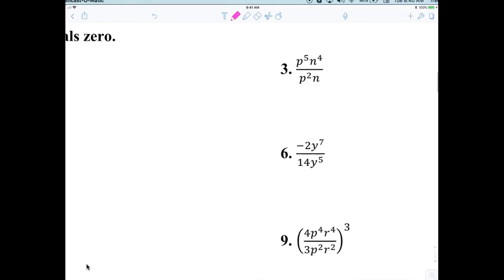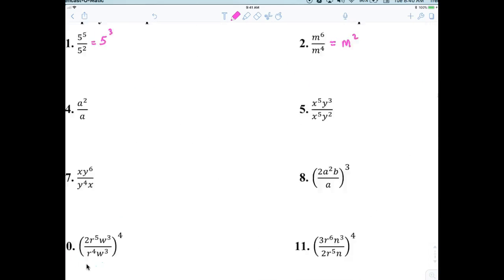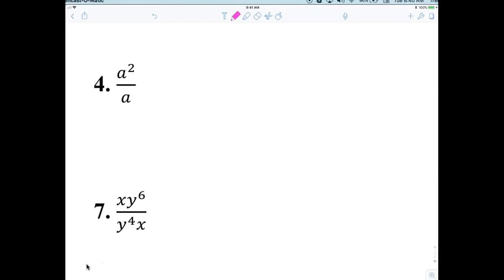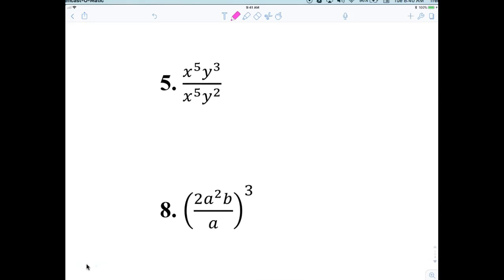Number 3. Everybody should be able to tell me quickly. Now, again, most people make a mistake and they put n to the 4th. Because why? They forget there's a 1. All right? Now, number 4, obviously A. All right? Number 5. Very good. Y. Beautiful. Y.